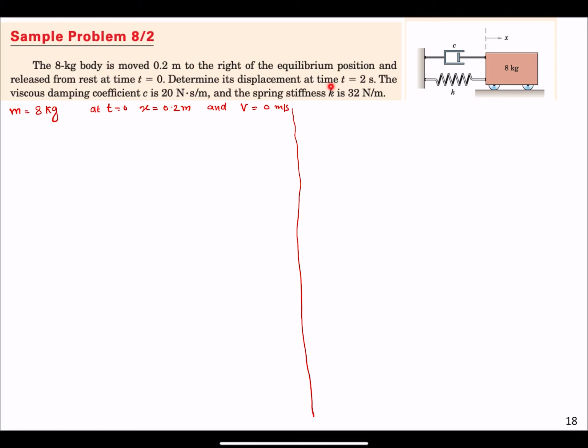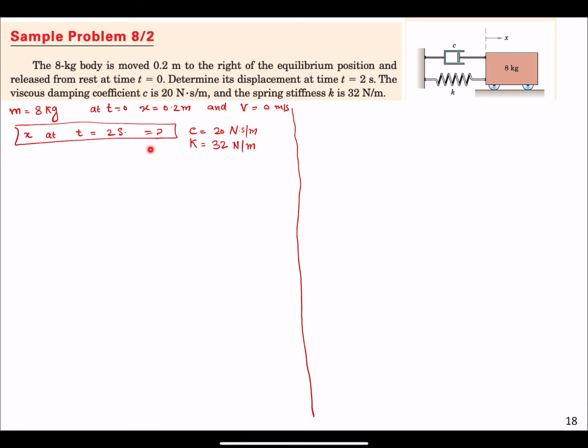Determine the displacement at t equal to 2 second. So you need to find out displacement at t equal to 2 second, which is unknown. This is what we want to calculate here. The viscous damping coefficient is 20 and the spring stiffness is 32. So you are also given c, which is 20 Newton second per meter, and you are given k, which is 32 Newton per meter.